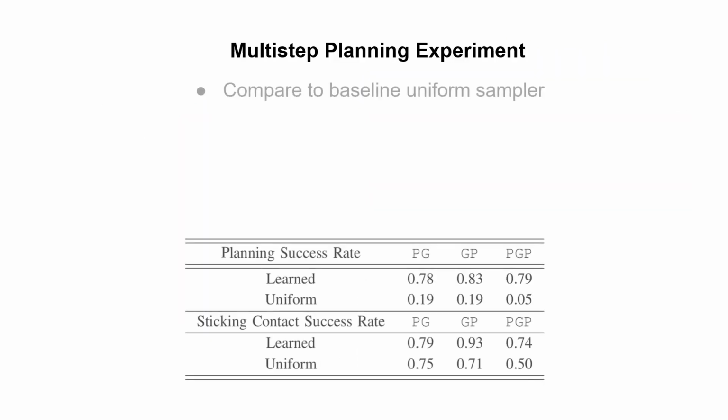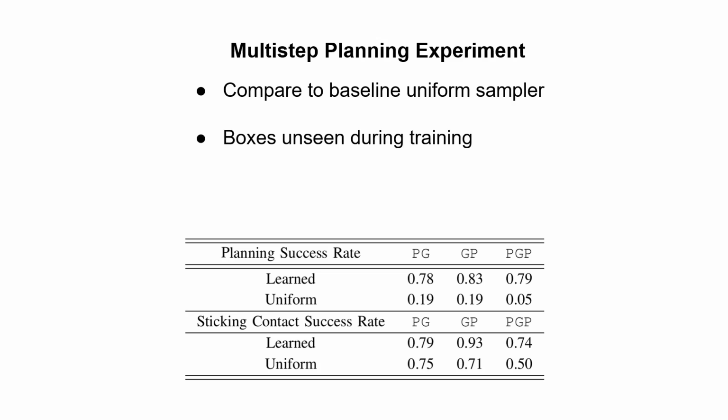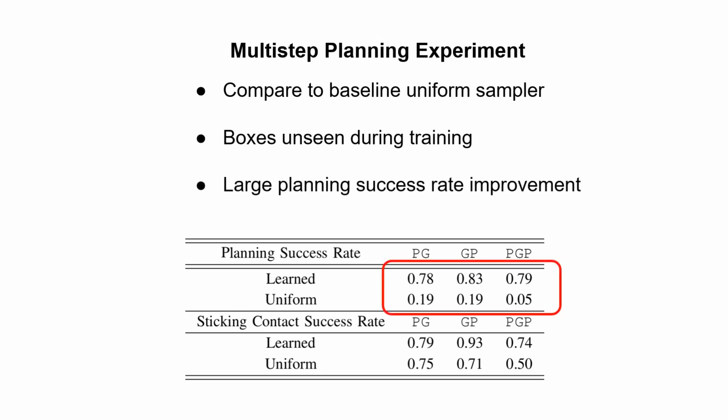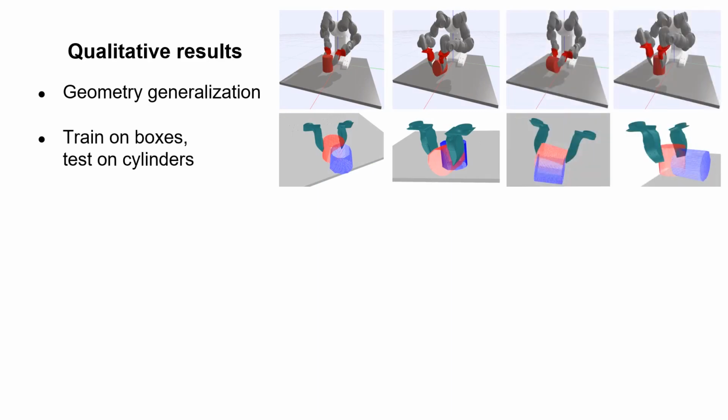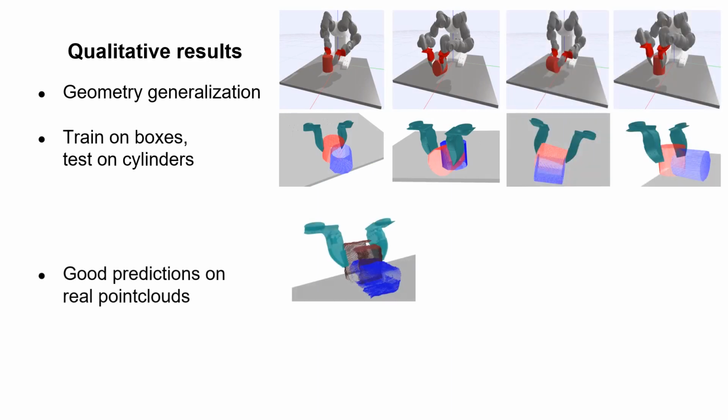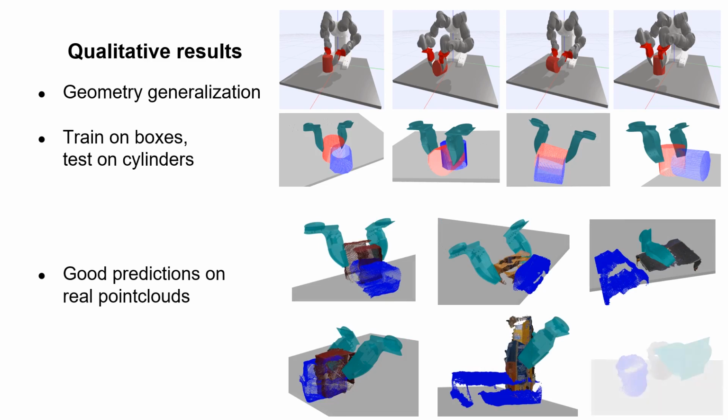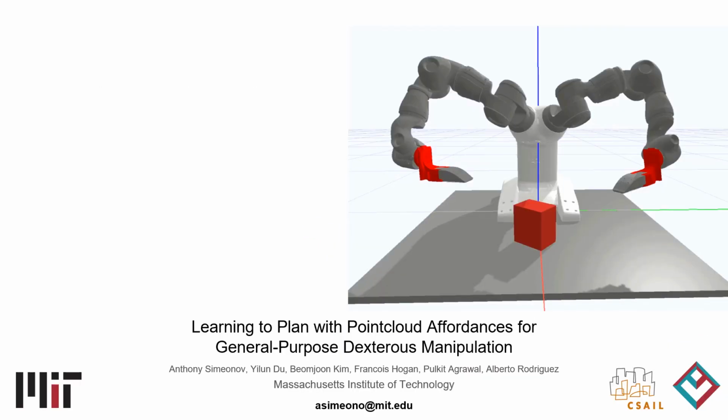We compare our learned generative models with manually designed baseline samplers in multi-step planning with cuboids not seen during training, and the results show our learned models provide a large improvement in fixed budget planning success rate. Our qualitative results indicate that we obtain some generalization to different classes of geometry, and that the models trained in simulation will successfully transfer to the real world.